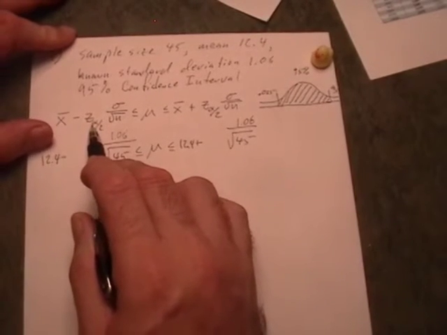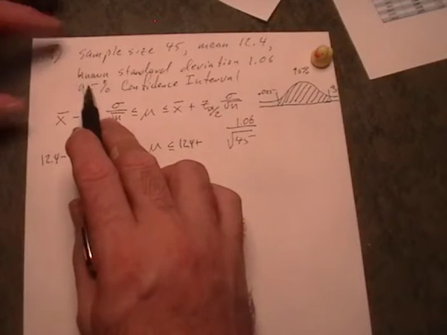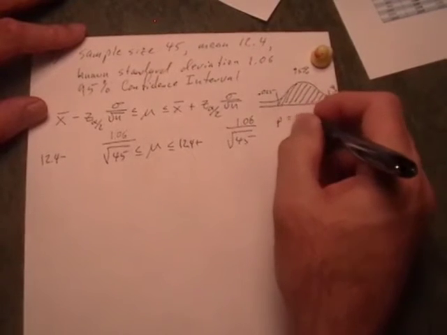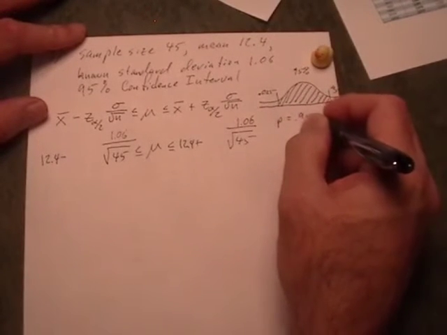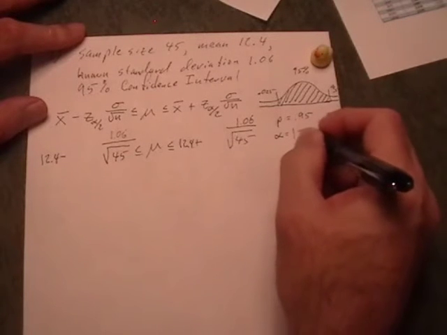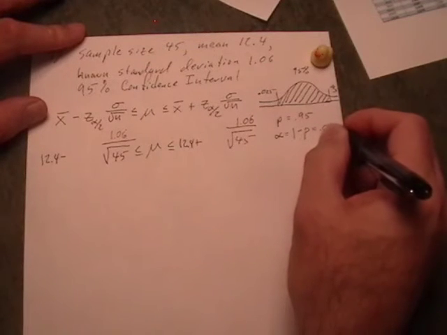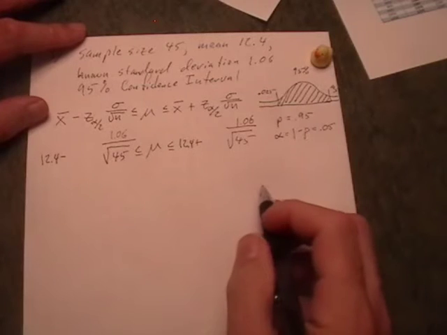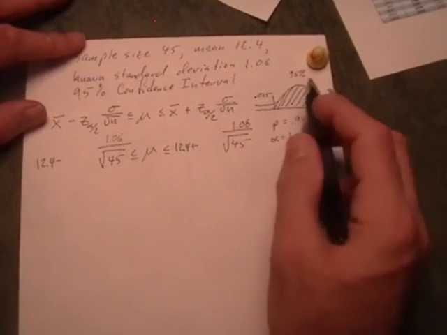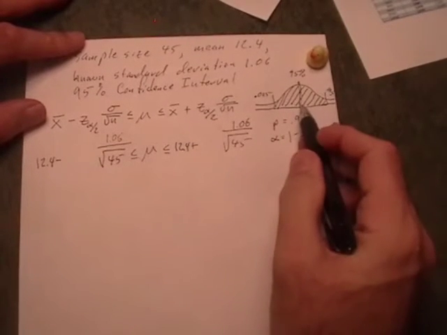Alpha is going to be your willingness to be wrong. If you're 95% confident, if P is 95%, that's 0.95. Alpha is 1 minus your confidence level. So alpha is going to be 0.05. Visually, the 95% is going to be the central 95%.